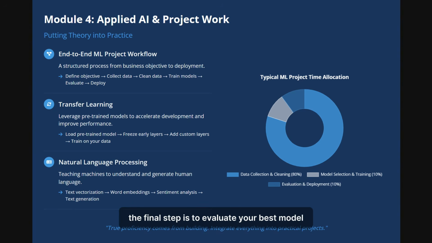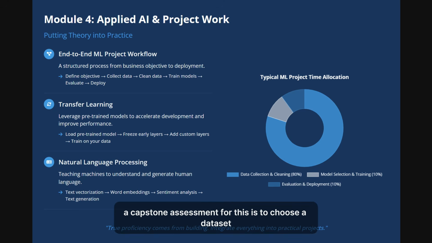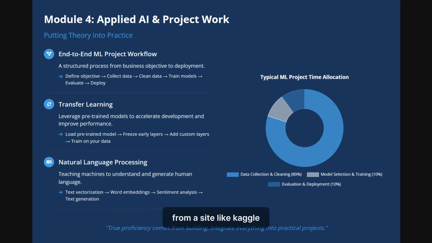The final step is to evaluate your best model on unseen test data and present your results. A capstone assessment for this is to choose a data set from a site like Kaggle and complete a full project documenting each step. The presentation would sound something like this.